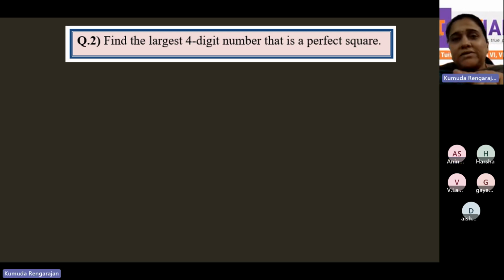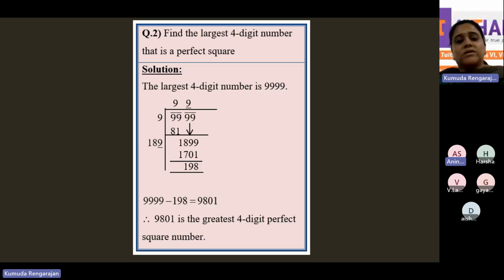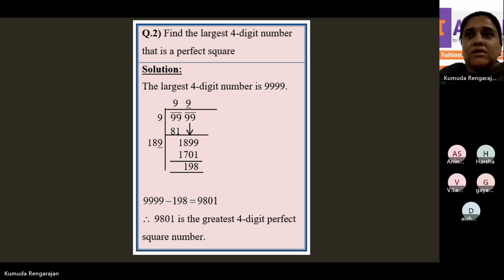Very good. But I think this one I have not taught you so far, right? This type of question, has it been taught in the class? No, ma'am, but I learned it in school. Okay, fine. You're right. So children, let me explain this now. Find the largest 4-digit number that's a perfect square. Okay.